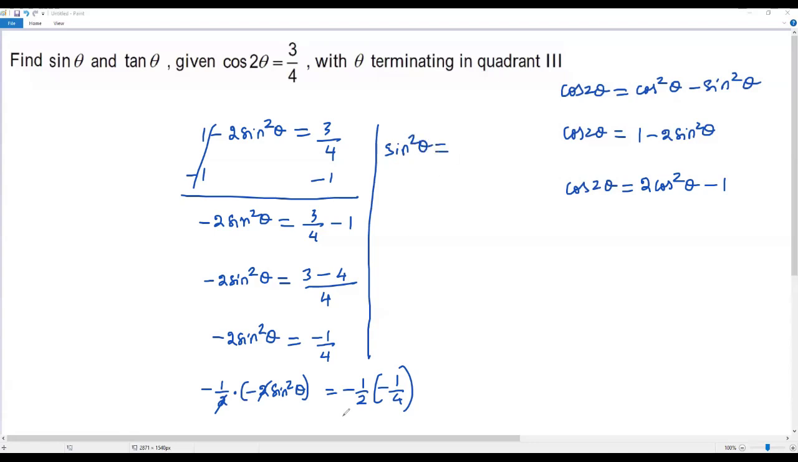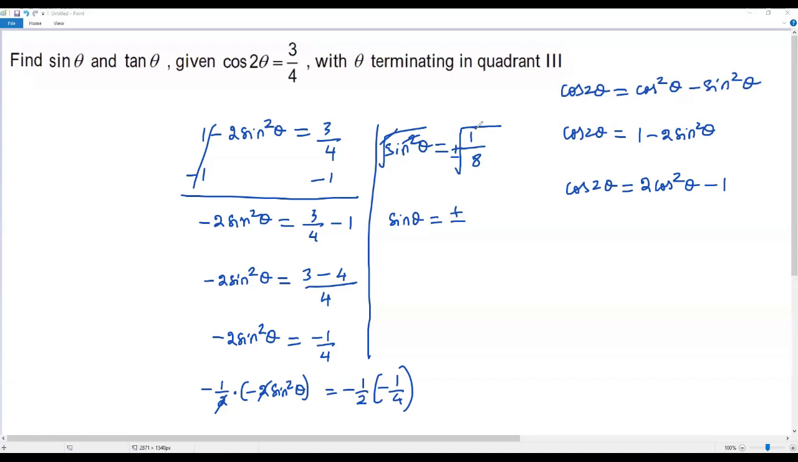On the right side, negative times negative will become positive, and 1 over 2 times 4 is 1 over 8. Since our aim is to find the value of sine theta, we have to get rid of this square. For that, I have to take the square root on both sides. Whenever I take the square root of a number, the sign in front of the square root will be positive or negative. And here the square root and square cancel out, so I'm just getting sine theta on the left side. On the right side, I'm getting positive or negative.